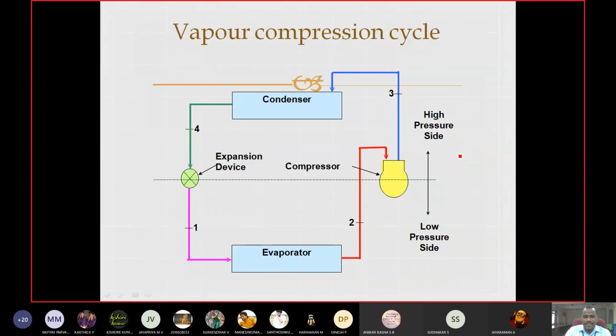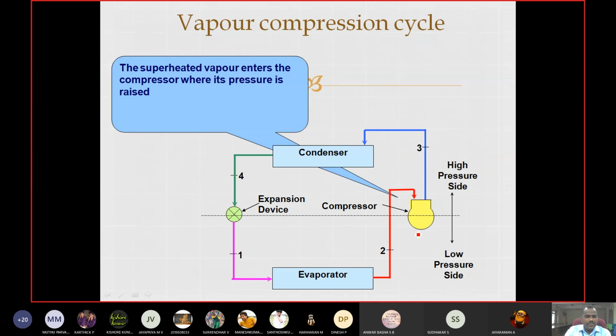Same diagram, but here we have the compressor. The superheated vapor enters the compressor where its pressure is raised. So you know the principle of a compressor. The input of this compressor will be superheated vapor because of the evaporator. You know what an evaporator is? This will be like a boiler, right? So the output of an evaporator will be superheated vapor, which is subjected to compression with the use of the compressor.